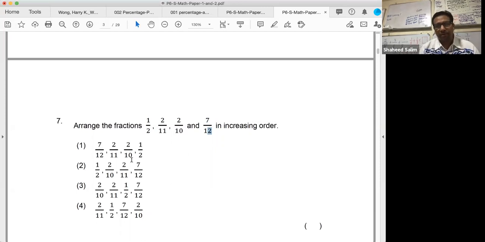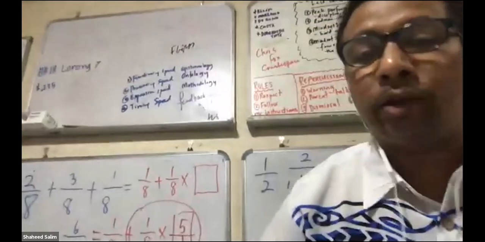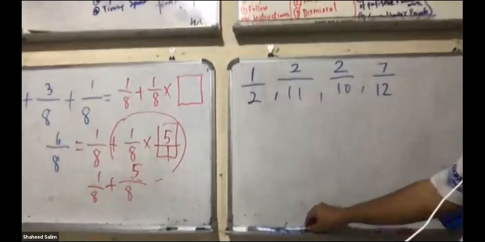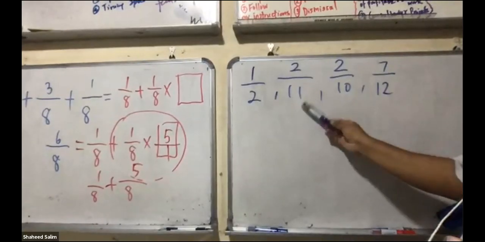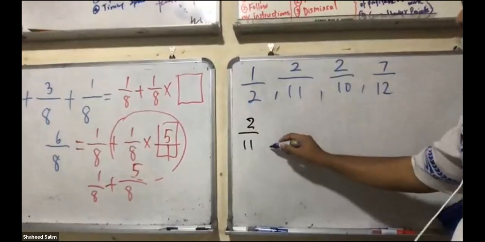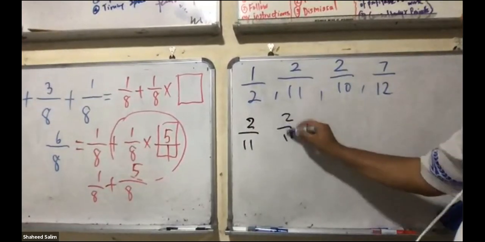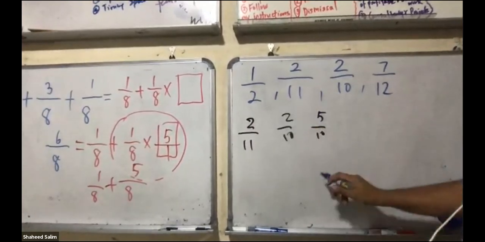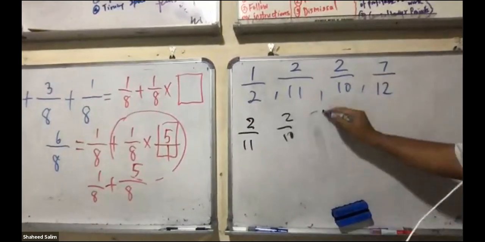But you must understand how to do it. Let me show you how I do it. I know maybe it's not a fair question. First of all, I ask, can I identify the biggest or smallest? Between 11 and 10, this one must be the smallest. So I put 2 over 11 here, beside it 2 over 10. This one I can change to base 10, 5 over 10. 5 over 10 is bigger than 2 over 10, right? But I need to write it as half.